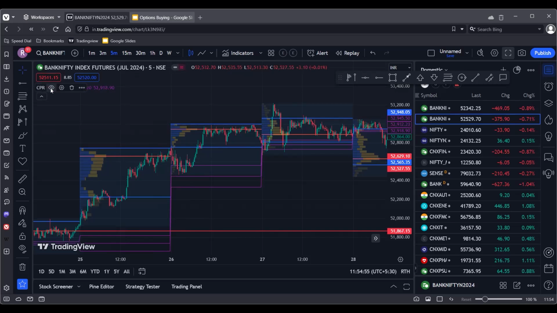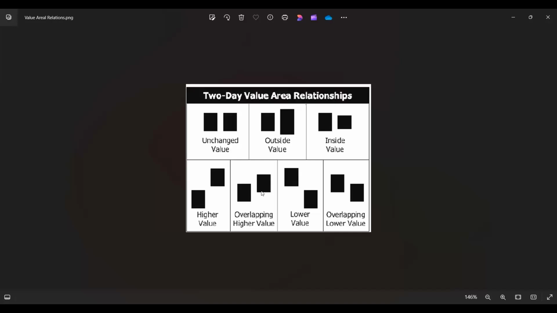Giving the reaction to these levels. Okay, so let's look at the other. This is overlapping higher value. Overlapping higher value means the trend is bullish, but it is exhausted and the market may soon change course or reverse. Okay, it doesn't always mean the market will reverse. The market may continue also.